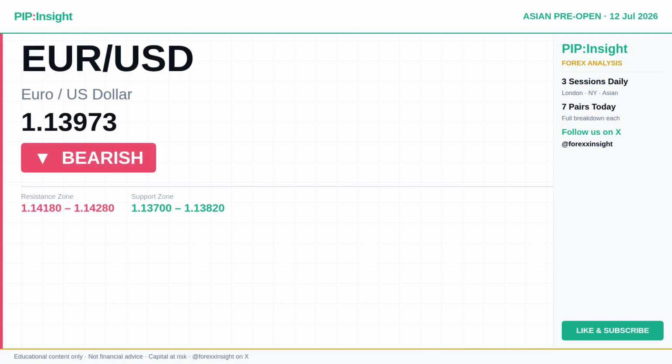Euro dollar. The chart is showing bearish structure on this session. The 4-hour trend is to the downside and the 1-hour is also pointing lower. Resistance is marked between 1.1418 and 1.1428. Support is marked between 1.137 and 1.1382. Here is the full chart breakdown.